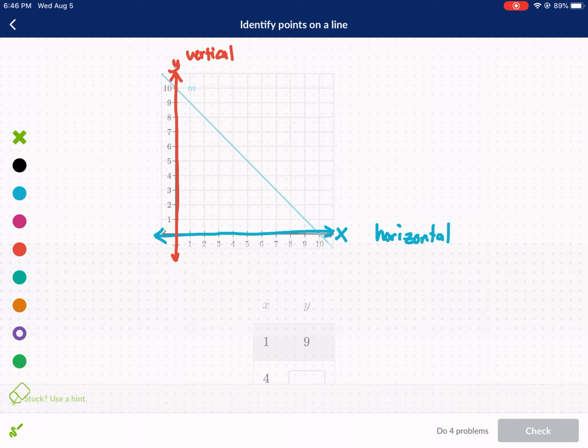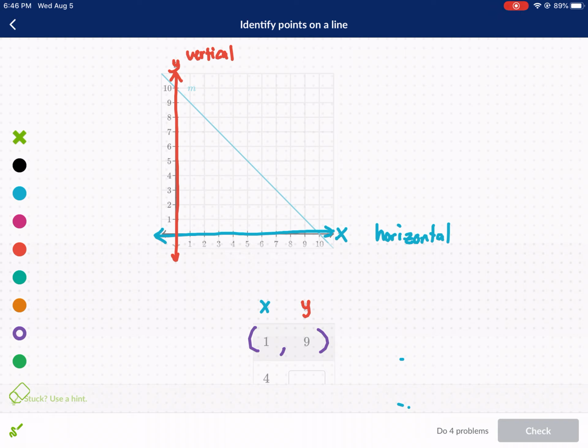So if we're looking here at the point 1, 9, and that is how you would write it in an ordered pair form. The x is our horizontal move, and the y is our vertical move. So let's go ahead and apply it.